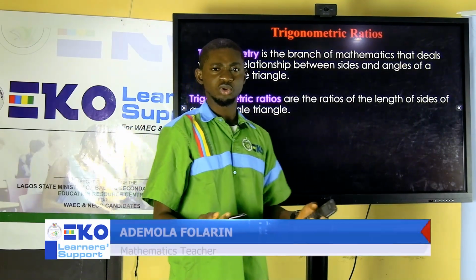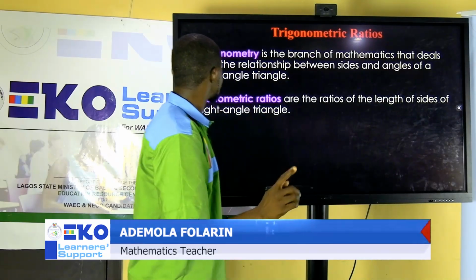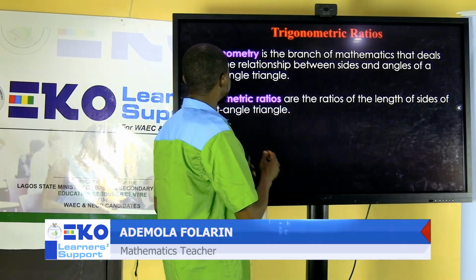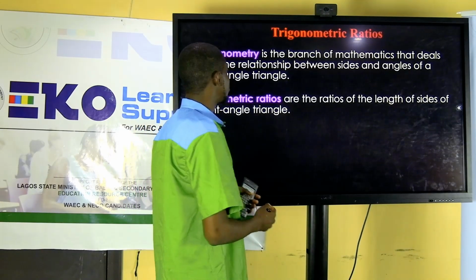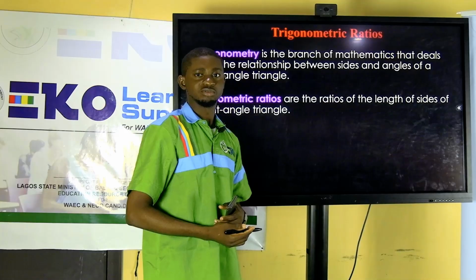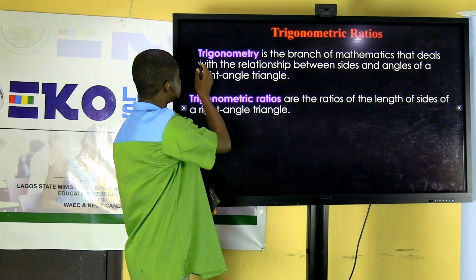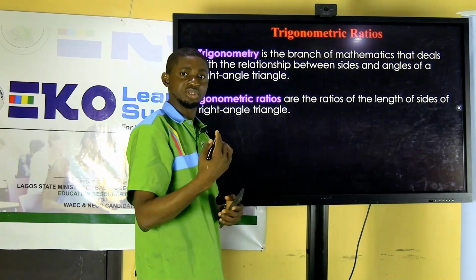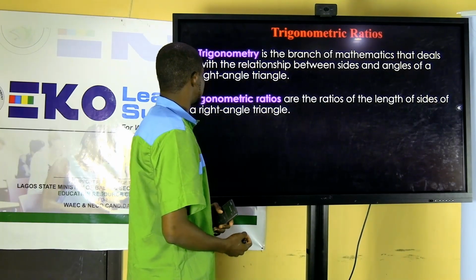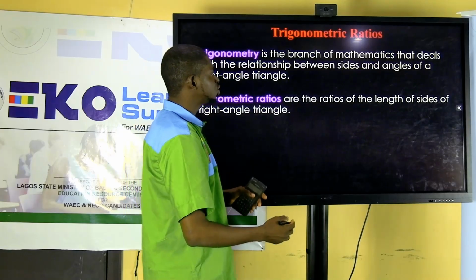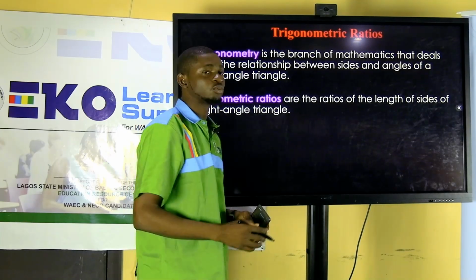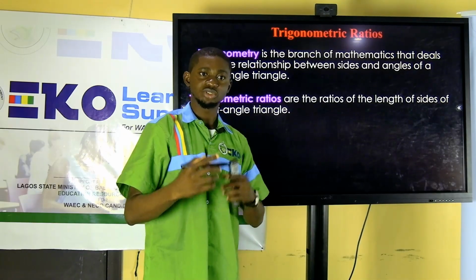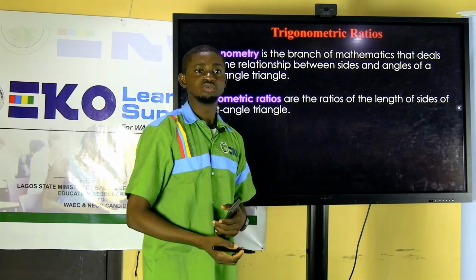What is trigonometrical ratio? Let's start from there. First, we need to understand what trigonometry means. It is that branch of mathematics that deals with the relationship between sides and angles of right angle triangles. Now, from the word trig, that's three angles, metry, so measure of three angles. Trigonometrical ratios are the ratios of the lengths of sides of a right angle triangle, the ratio that tells us the relationship between two sides of a right angle triangle.